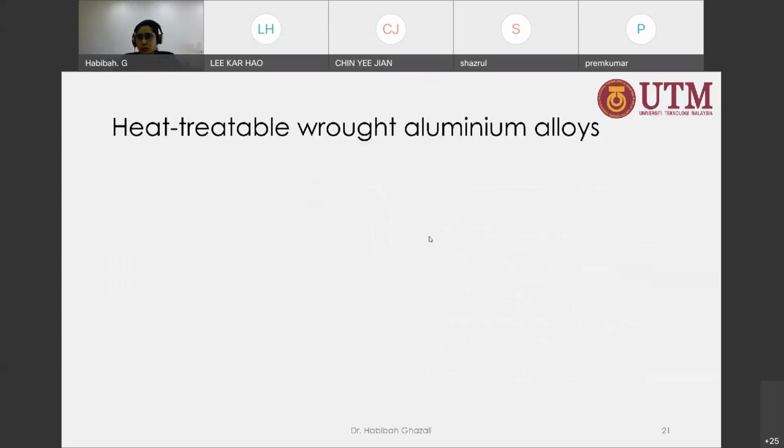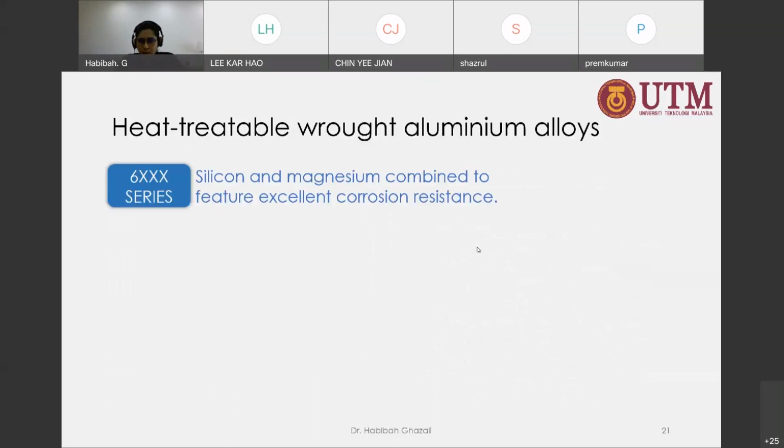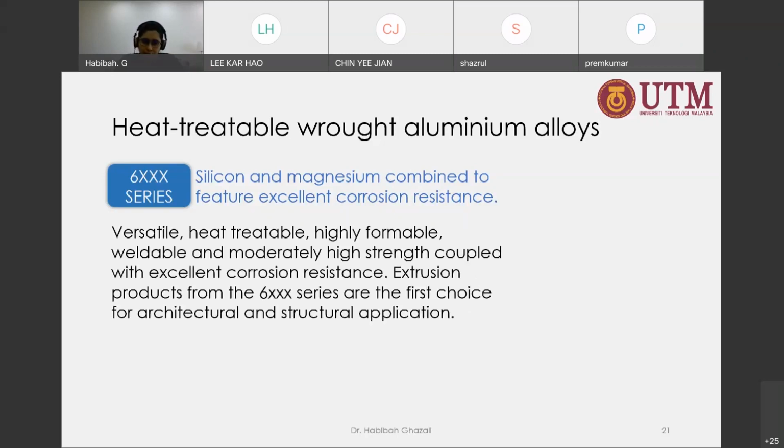So that's for the 2000 series, and then we also have the 6000 series. The 6000 series has aluminum, silicon and magnesium as the major alloying elements, and this gives the material very excellent corrosion resistance. So it is versatile, it can be heat treated, and it also has high formability and moderate strength coupled with excellent corrosion resistance. So the main reason is to improve the corrosion resistance.